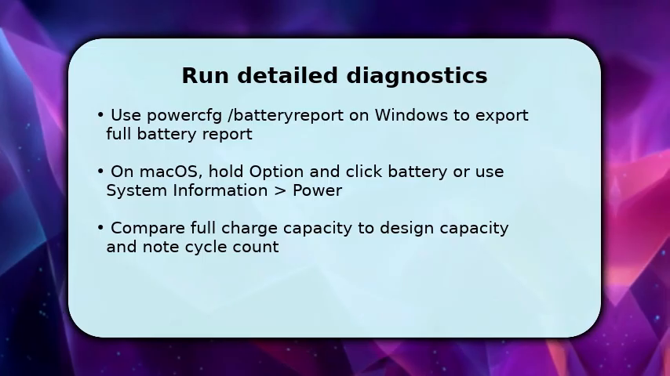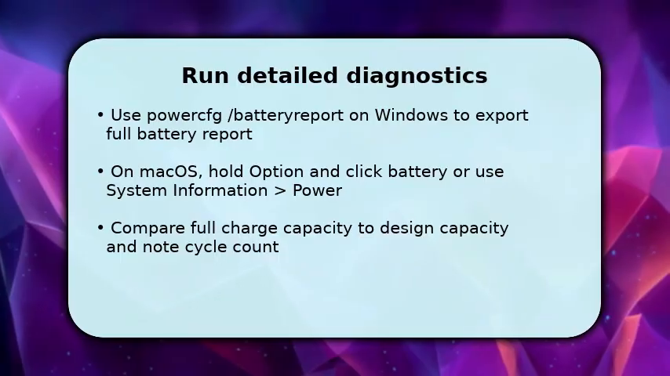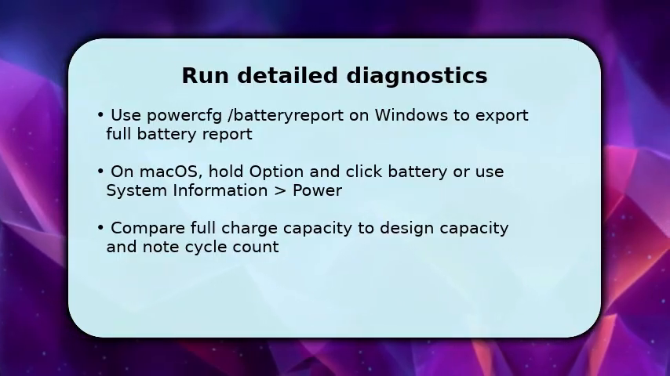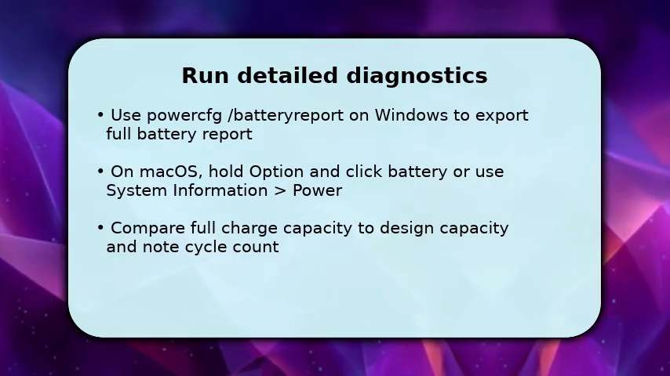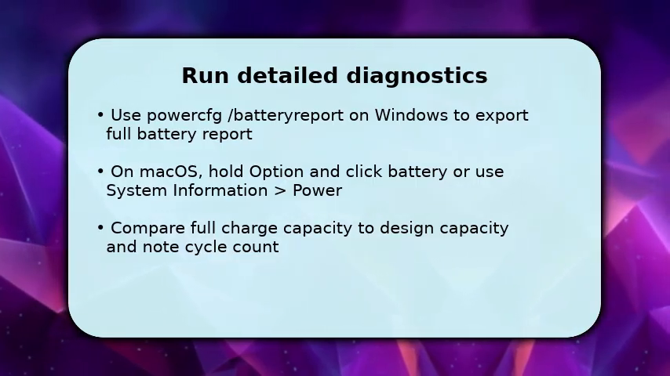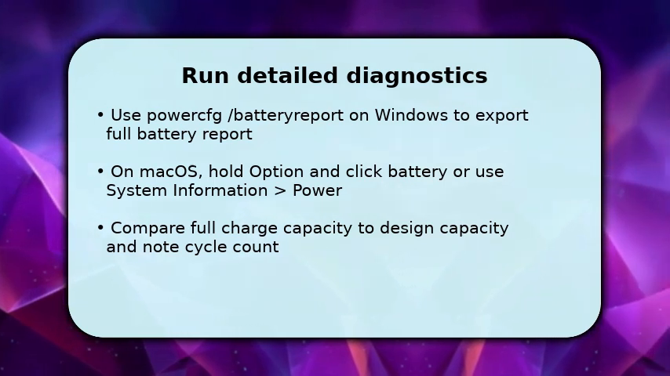Once you have the numbers, compare full charge capacity to the original design capacity and note the cycle count. This ratio shows current health and explains why runtime differs from new. Lower capacity means shorter battery life, despite the same percentage reading. Finish by interpreting the report.